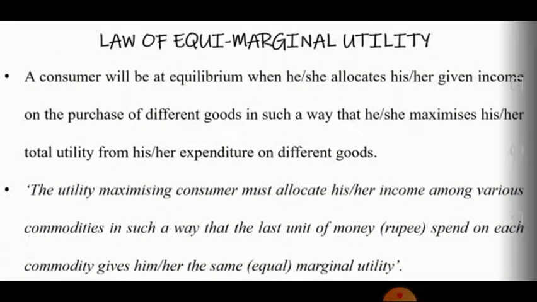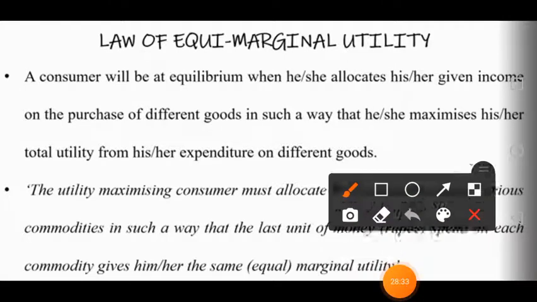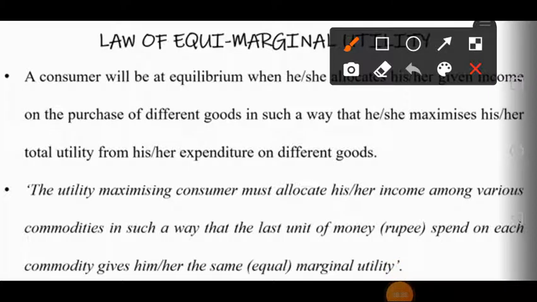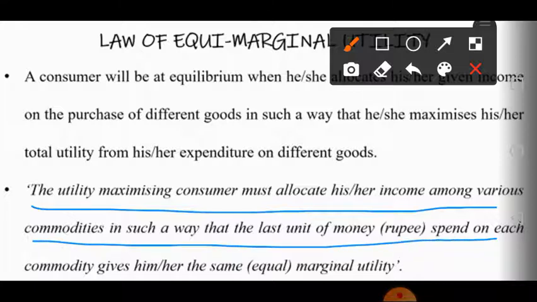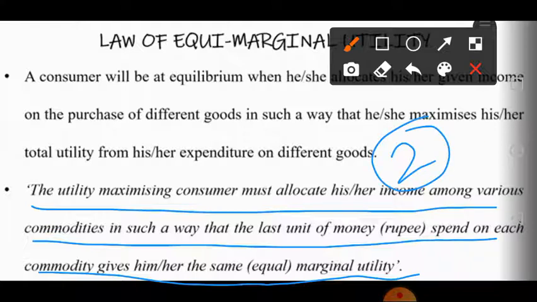So that method is called the law of equimarginal utility. The consumer will be at equilibrium when she allocates her given income on the purchase of different goods in such a way that she maximizes her utility from her expenditure on different goods. Like in this situation, there can be more than one good. The utility maximizing consumer must allocate her income among various commodities in such a way that the last rupee spent on each commodity gives her the same level of marginal utility. So here the consumer will consume two commodities.